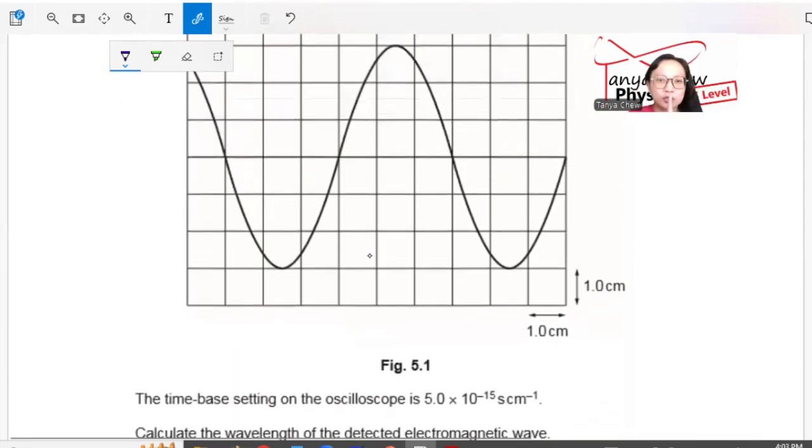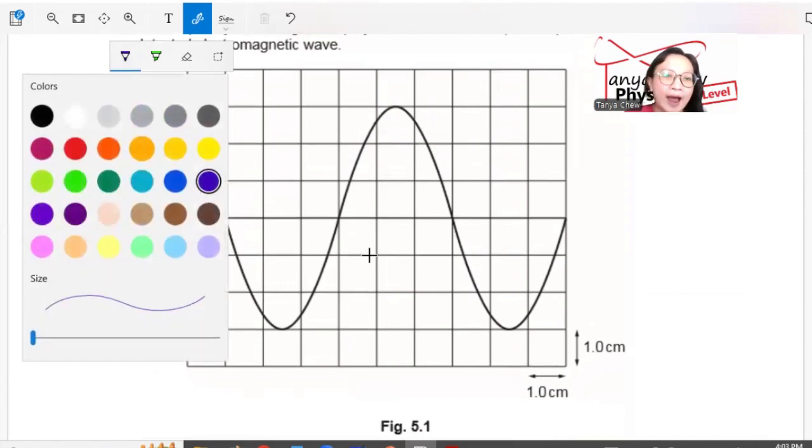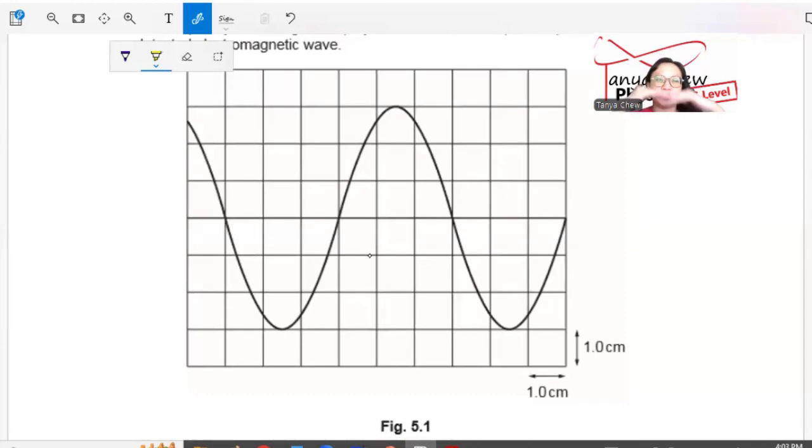No worries. When an oscilloscope is given, first of all, by looking at Fig 5.1, you have to determine the equilibrium position or fixed position. The fixed position is a horizontal line that we use for our calculation, which splits the two peaks of the wave equally. So this is it. This is 1, 2, 3, and this is 1, 2, 3 downwards. Then frequency is related to period: frequency is 1 over period. The time base is given, so we can use the time base to find our period.